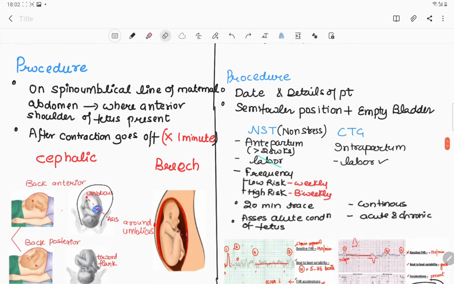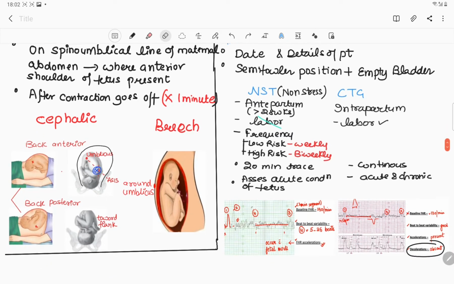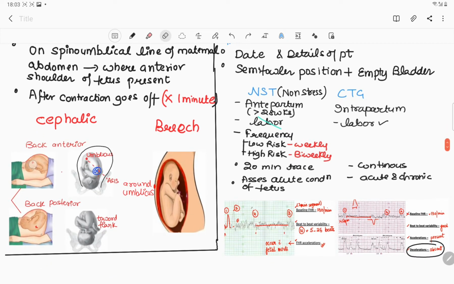It is heard on the spino-umbilical line of the maternal abdomen where the anterior shoulder of the fetus is present. But we have to remember one thing: it is heard after the contraction goes off, not in between or during the contractions. And it is heard for a full 1 minute.